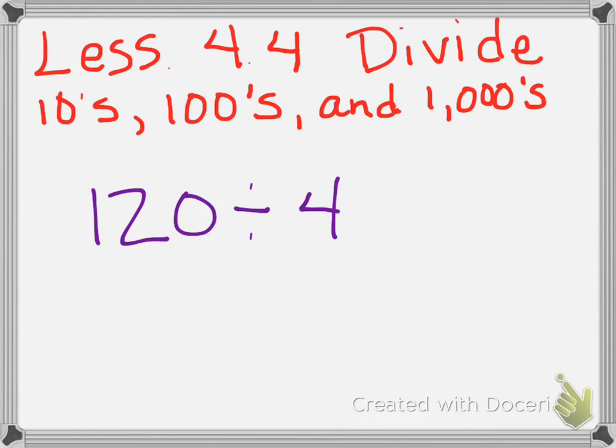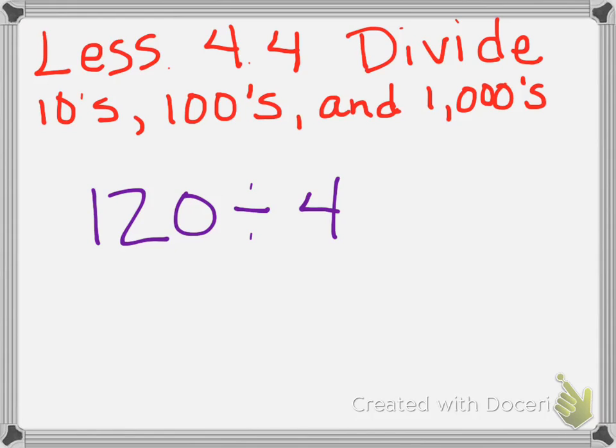Lesson 4.4 is working on dividing with your tens, hundreds, and thousands, and it's working on the children's mental math. Eventually they should be able to figure a lot of this out in their head, and a lot of them are getting really good at it. What I recommend doing is making sure that they're circling the basic fact that they're looking at.